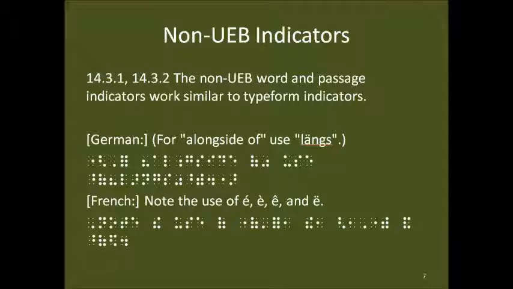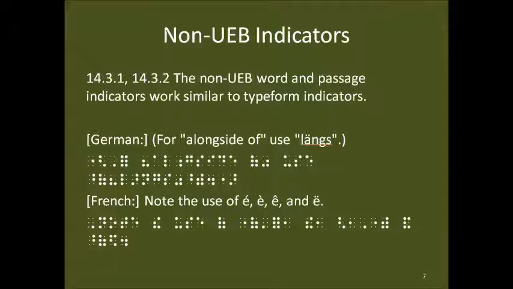Then we have an example from French, and we have 3 symbol sequences there, E's with accent marks above them. So that's 3 symbol sequences. That means it's a passage. And then we have a single E with another accent mark above it. So that's just a word. That's a single symbol sequence.